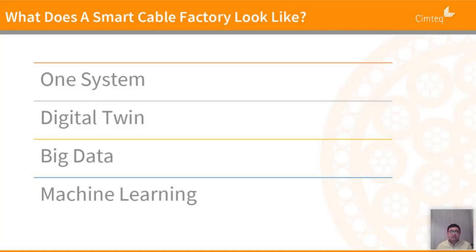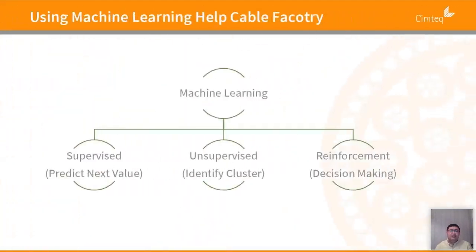And the last one, we're using machine learning to help us, because I think machine learning is a very hot topic and it can solve a lot of issues. And in the cable industry, I believe we can use it in many places. So that brings us to our last topic: how to use machine learning to help cable factories.